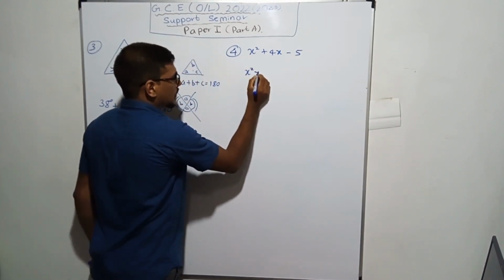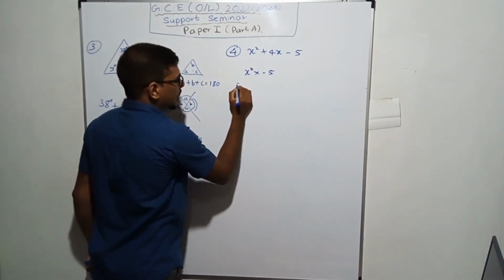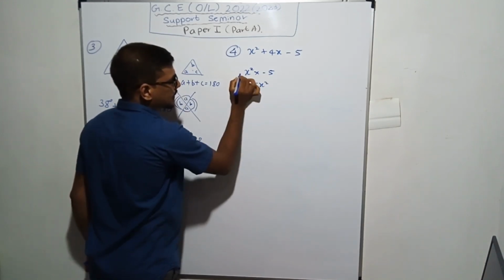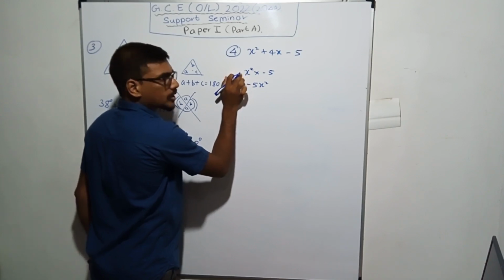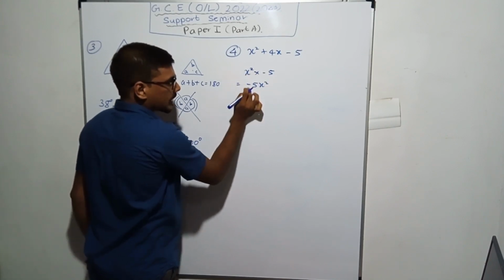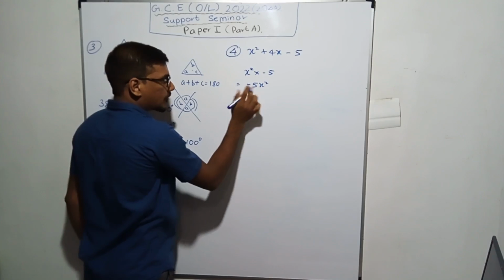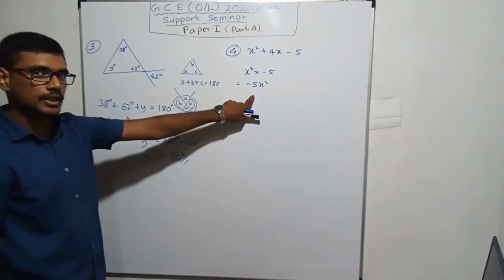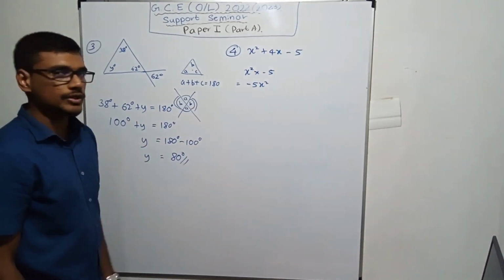So x squared times minus 5 will be minus 5x squared, since in front of the x squared term it was plus times minus, which became minus. After that, you have to find the factors of this, the ways in which you can form minus 5x squared.